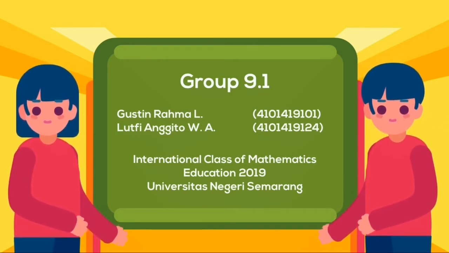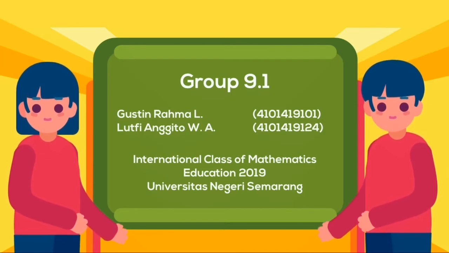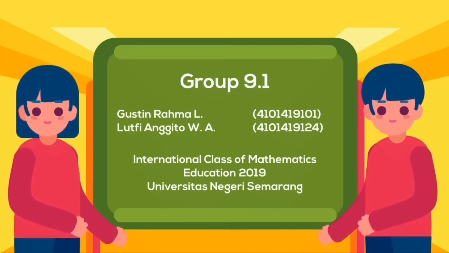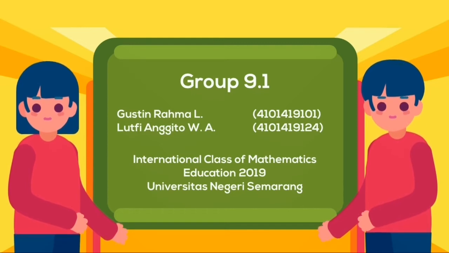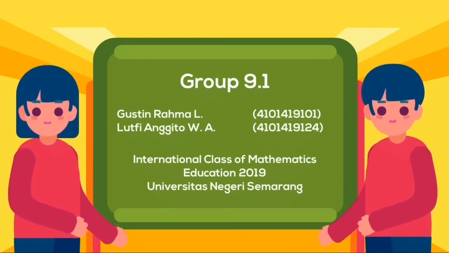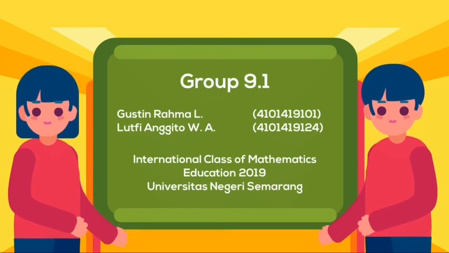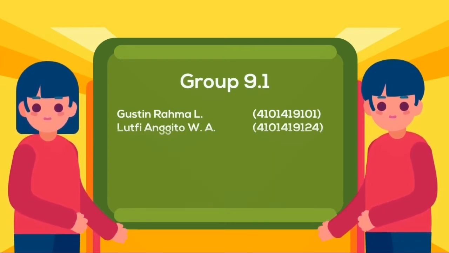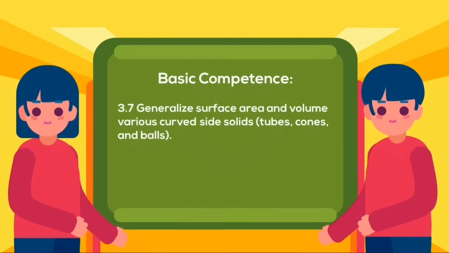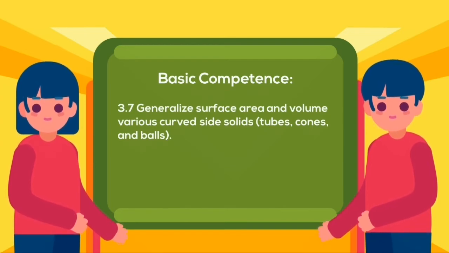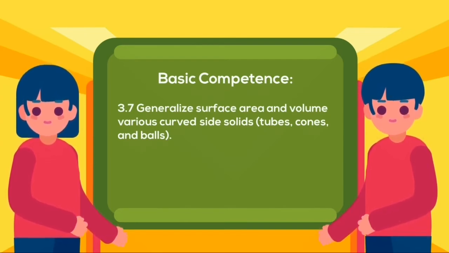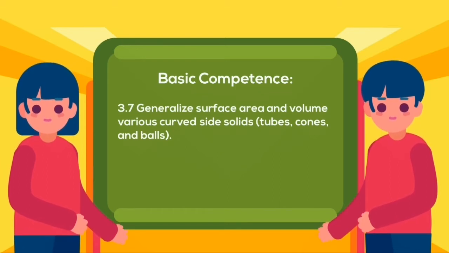Let me introduce myself. My name is Gustin Lutfi and my friend is Lutfi Anggito Wicaksana Aji. We are from group 1 and we are going to explain about mathematical problems, especially for grade 9 of junior high school. And this problem is based on the basic competence 3.7 that states that generalize surface area and volume of various curved side solids such as tubes, cones, and balls.